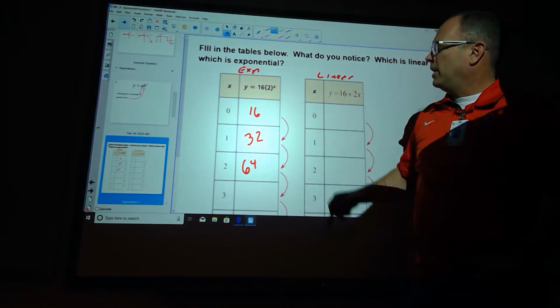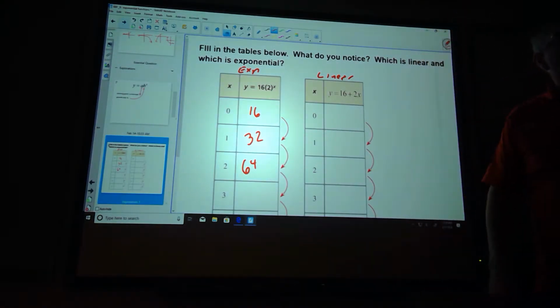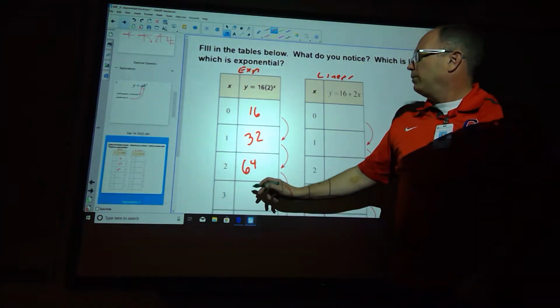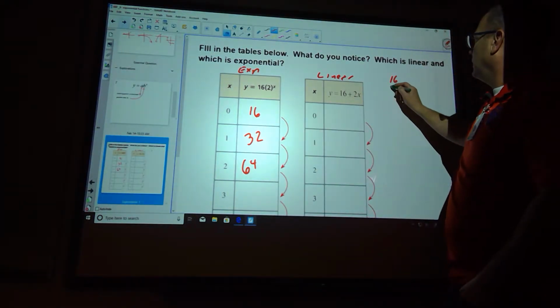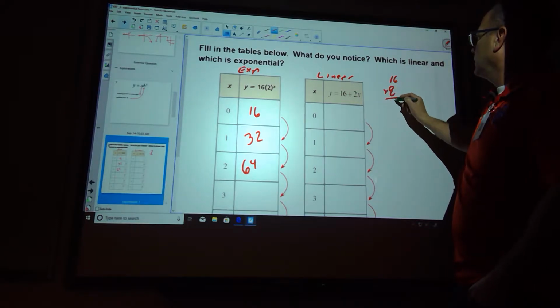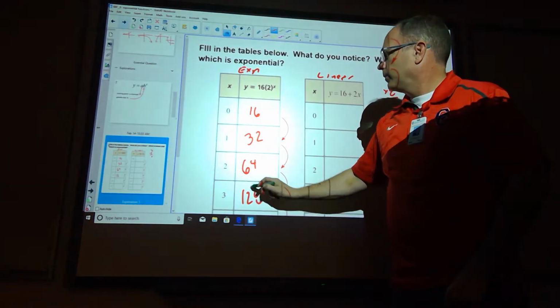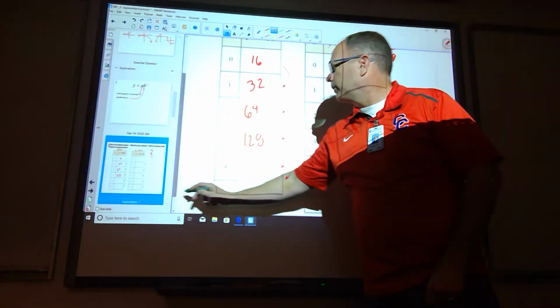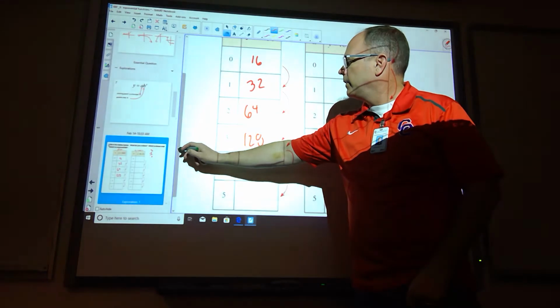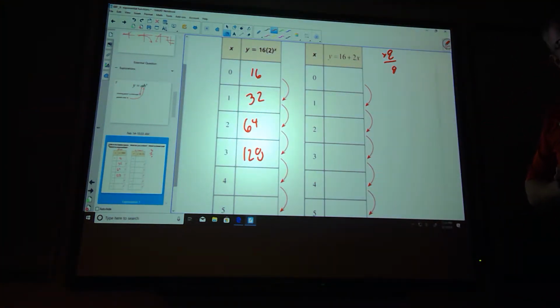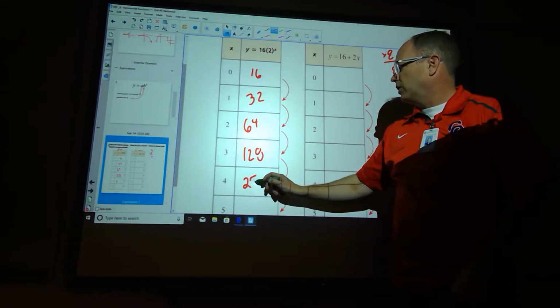If I plug 3 in, I get 2 to the third, which is 2 times 2 times 2, which is 8. So 8 times 16 is going to be, I don't know, do it in my head. 8 times 16. It's 128. And then I think I can even go down a little further. If I plug 4 in, I'm going to get 2 to the fourth, which is 2 times 2 times 2 times 2. 2, 4, 8, 16. So I get 16 times 16, so I get 256.